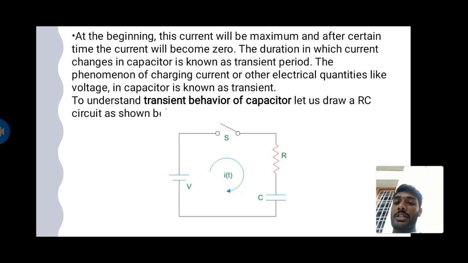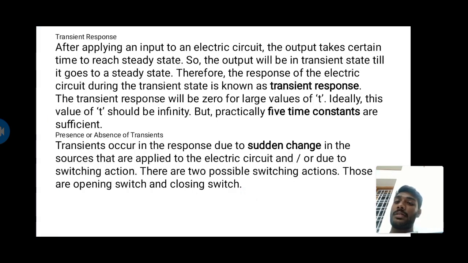To understand the transient behavior of a capacitor, let us draw an RC circuit as shown in the figure. Transient response: after applying an input to an electric circuit, the output takes a certain time to reach steady state. So the output will be in the transient state till it goes to the steady state. Therefore, the response of an electric circuit during the transient state is known as the transient response. The transient response will be 0 for larger values of t. Ideally, this value of t should be infinity, but practically 5 time constants are sufficient.